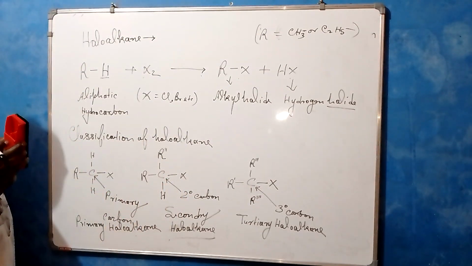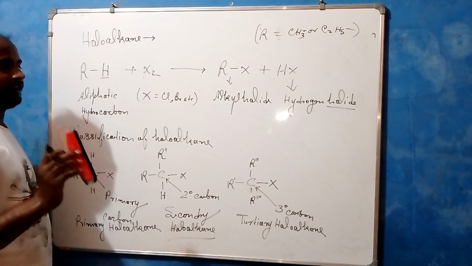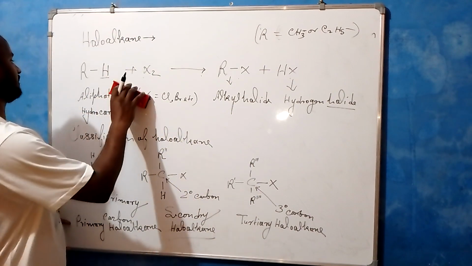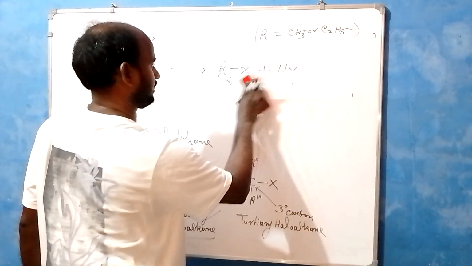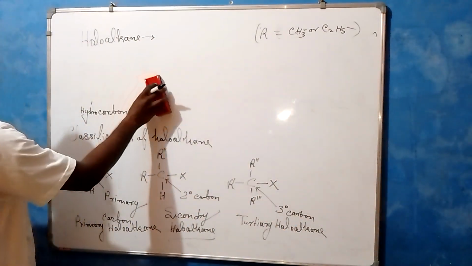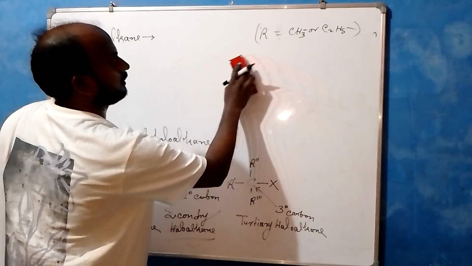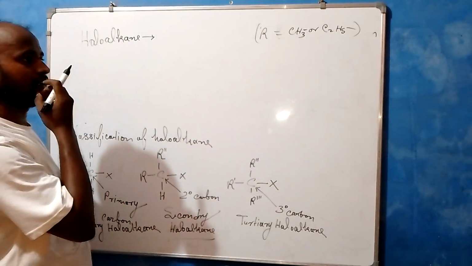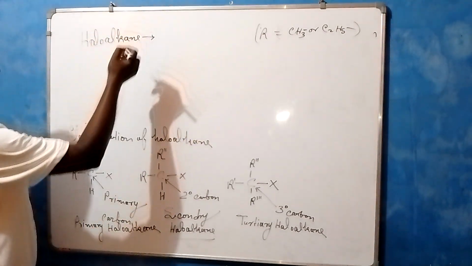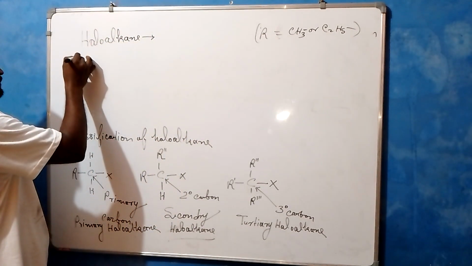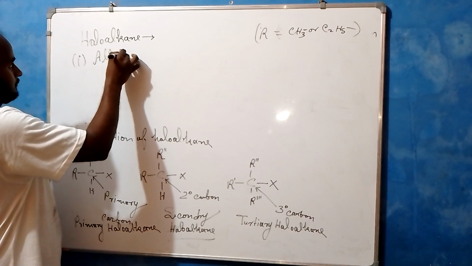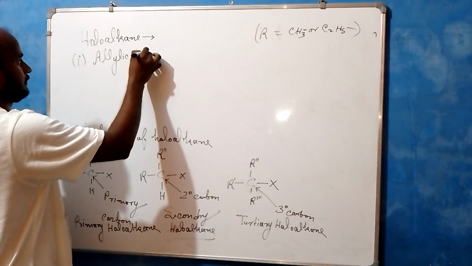We can again classify haloalkane on the basis of the attachment of the halogen to the carbon atom, directly or indirectly, with the double bonded carbon atom. First, allylic haloalkane.